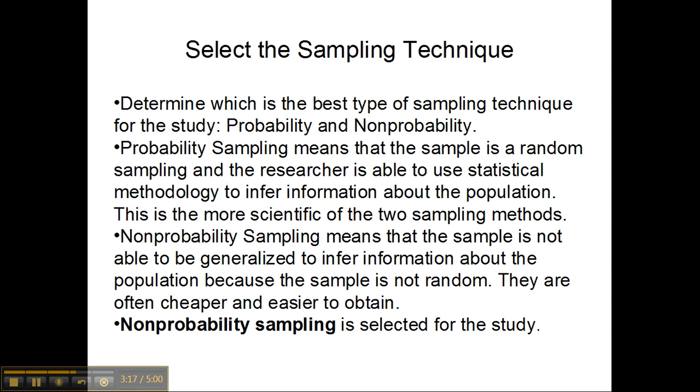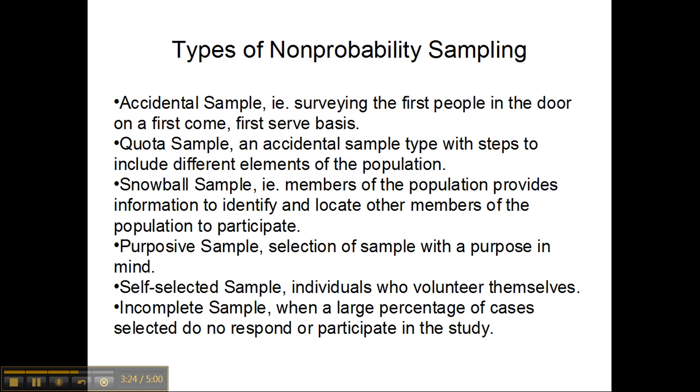Non-probability sampling means the sample is not able to be generalized to infer information about the population because the sample is not random. They're often cheaper and easier to obtain, and we're going to select that one for this. And there are multiple types of non-probability sampling.